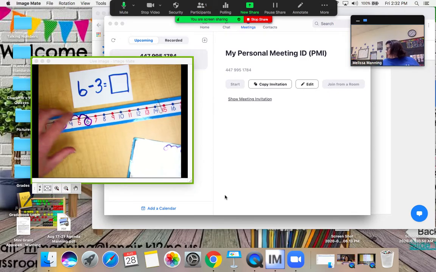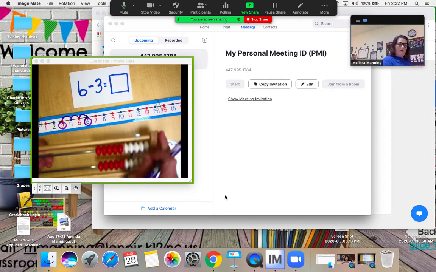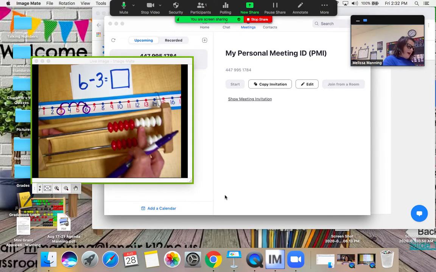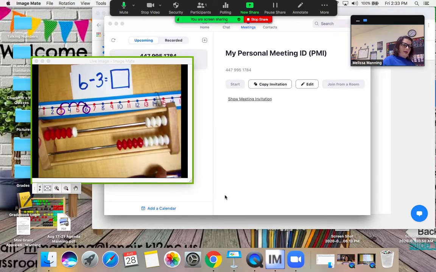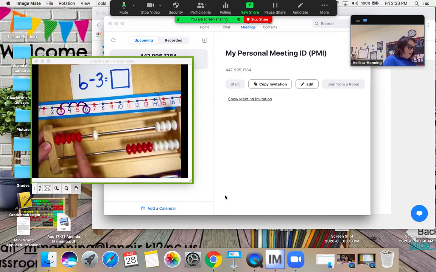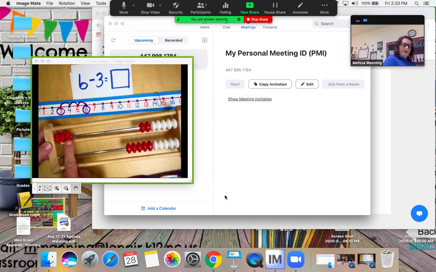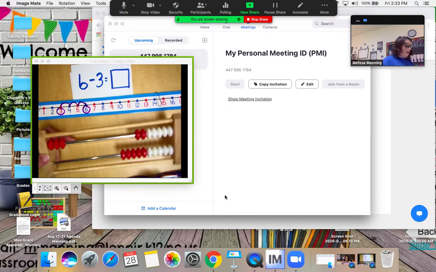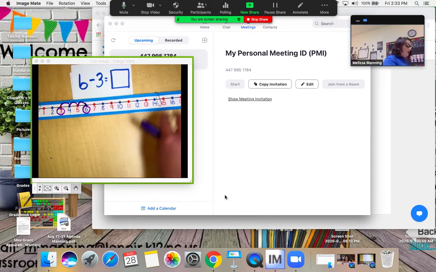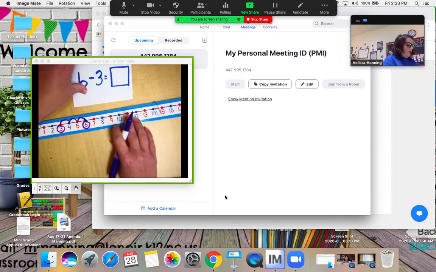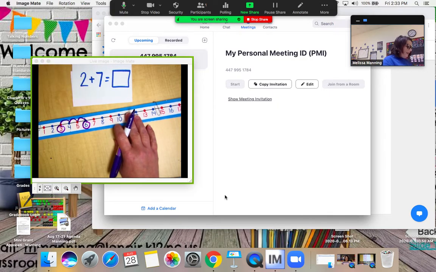Okay, we can do the same thing on our Rekenrek. If I have 6 here, and then I take 3 away, 1, 2, 3. How many's left? 1, 2, 3. So the answer is 3. Like I said, you can use any tool that you want to, but today we're just highlighting the number line.